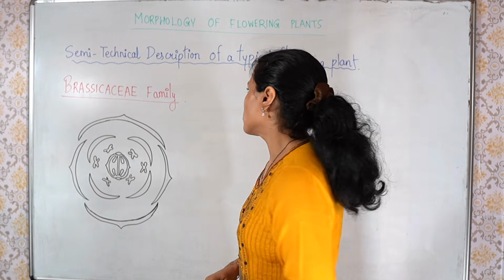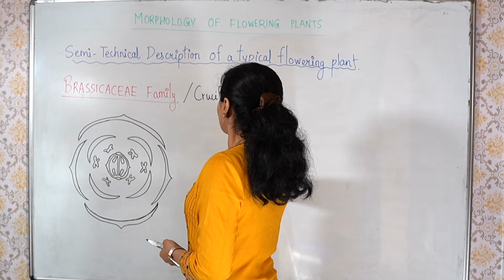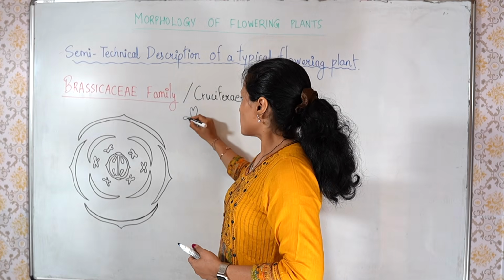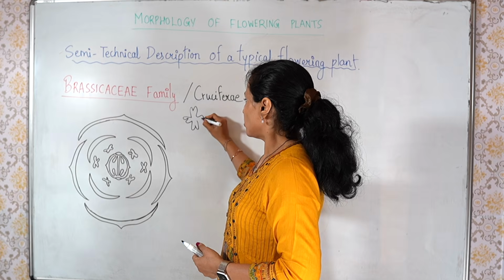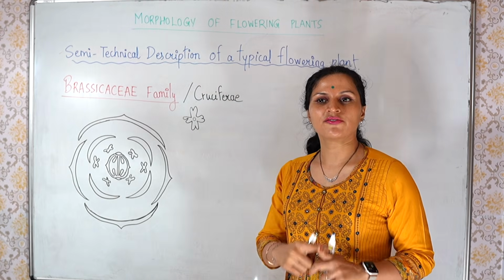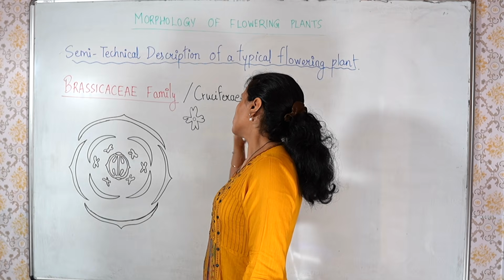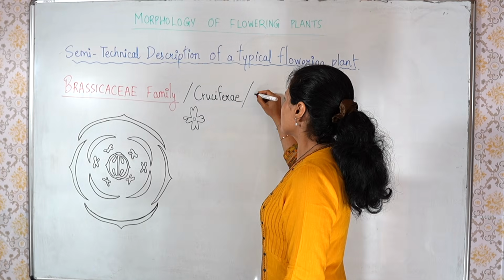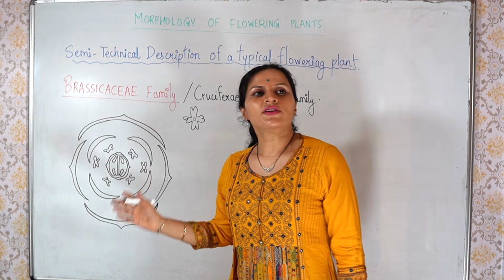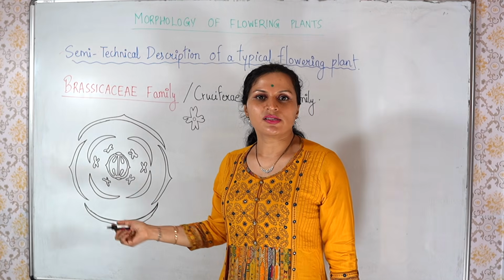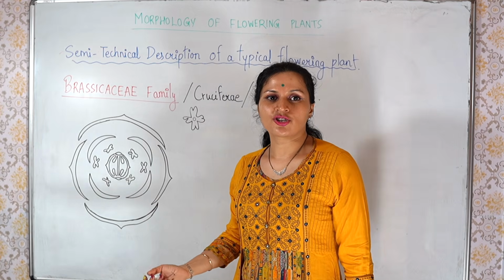This is the Brassicaceae family, also known as the mustard family. It's also called the Cruciferae family, because its petals are usually in the form of a cross, like a crucifer. You know how Lord Jesus was crucified, no? That's why it is called the Cruciferae family, also called the mustard family. Also included in this family are many vegetables like cauliflower, cabbage, radish.